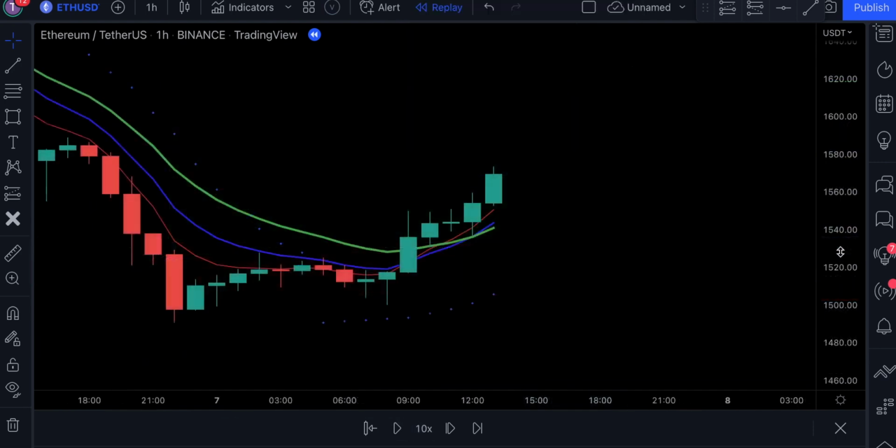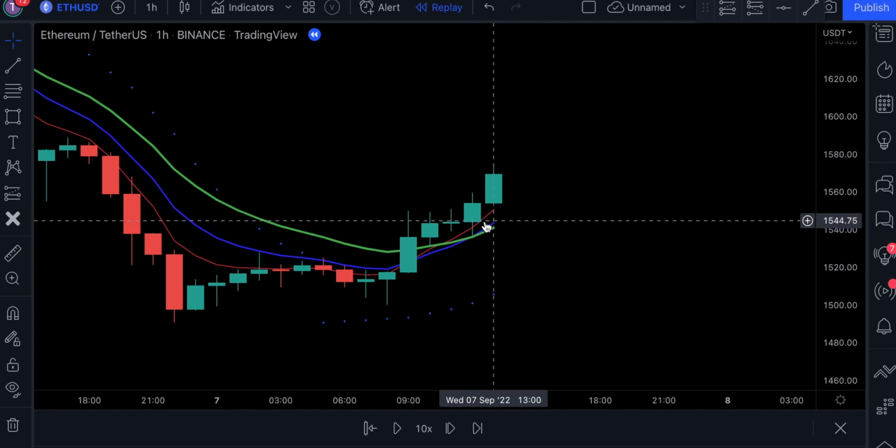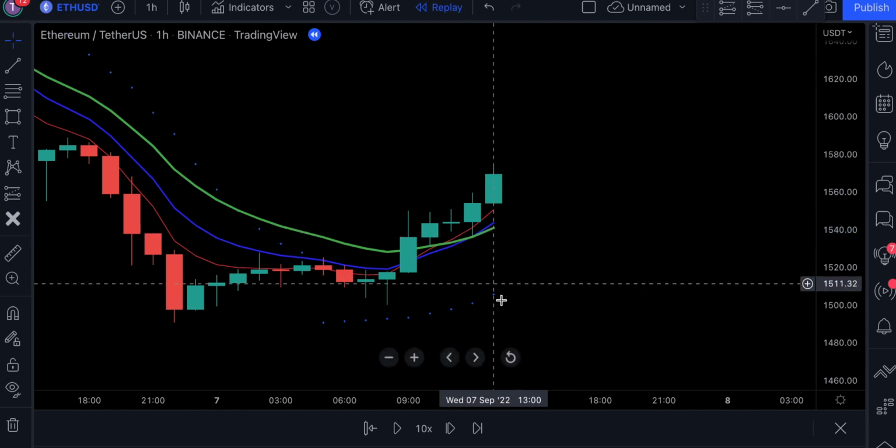Here's another example for a long position. We see the moving averages just aligned in a way so that on the top we have the 5 EMA, which is the red line. The blue line, which is the 8 EMA, is in the middle. And on the bottom we have the 13 EMA. And the parabolic SAR also confirms the entry.